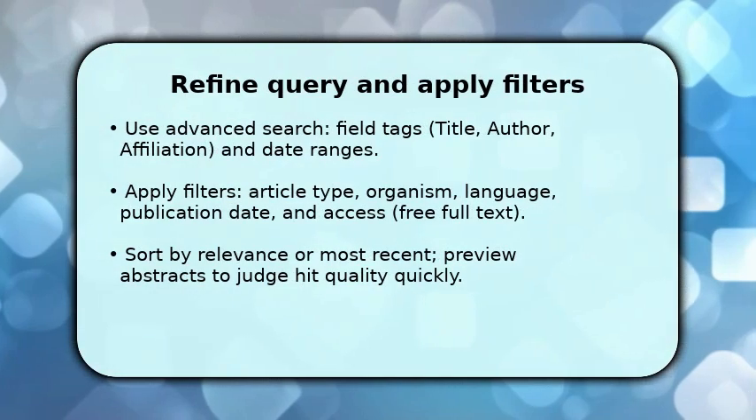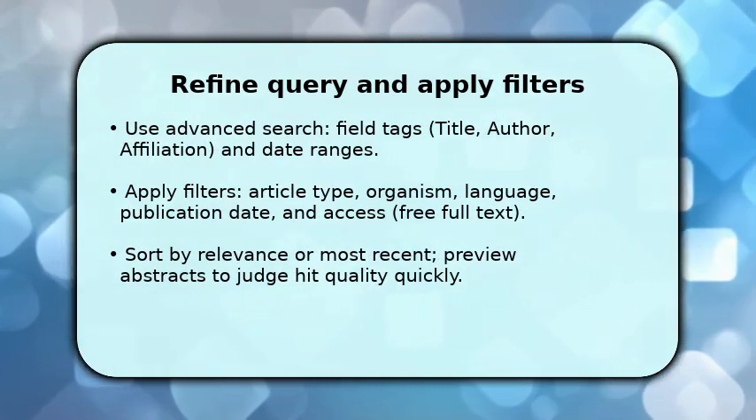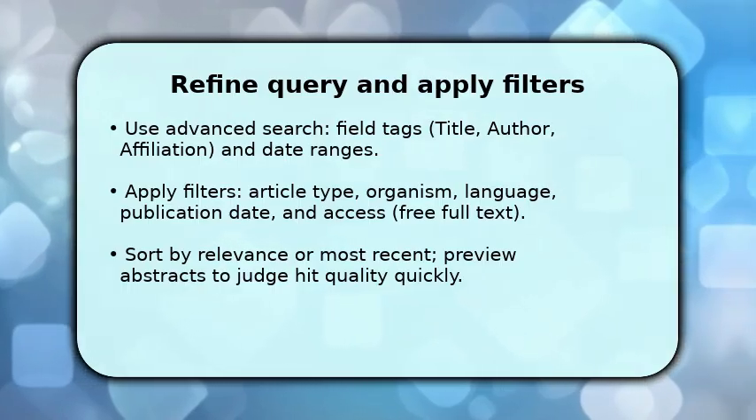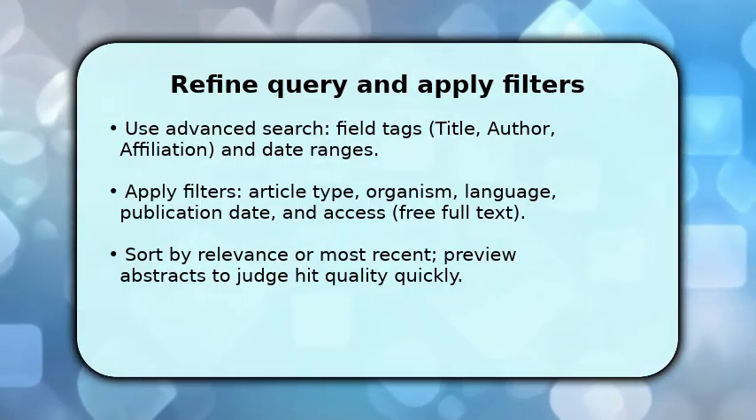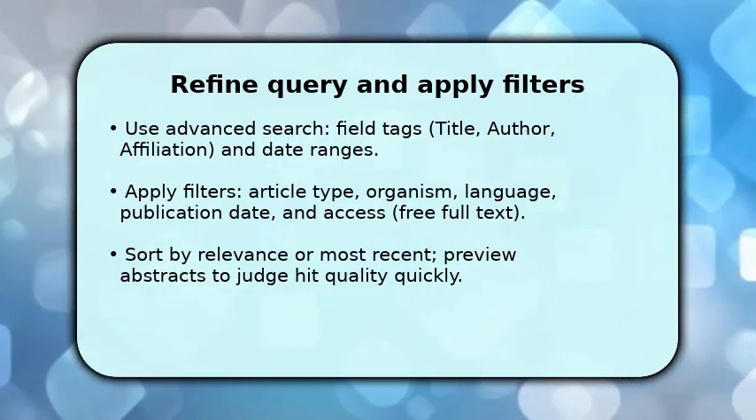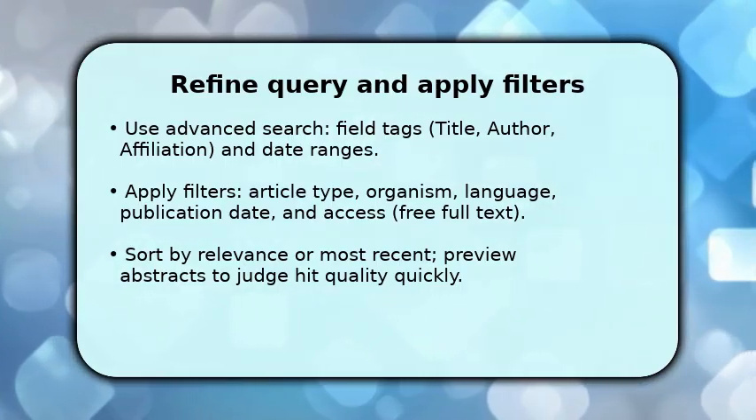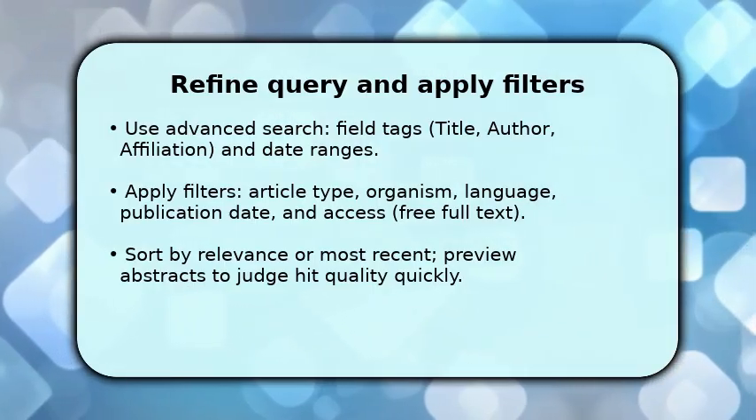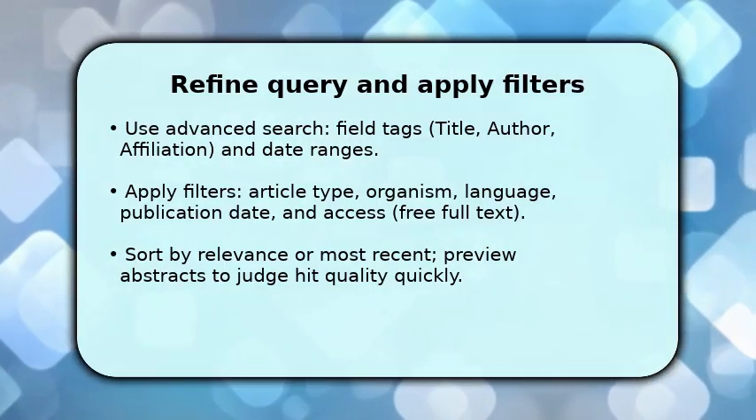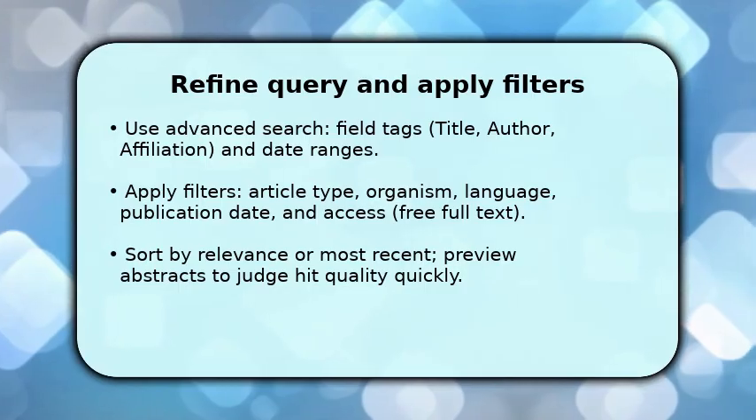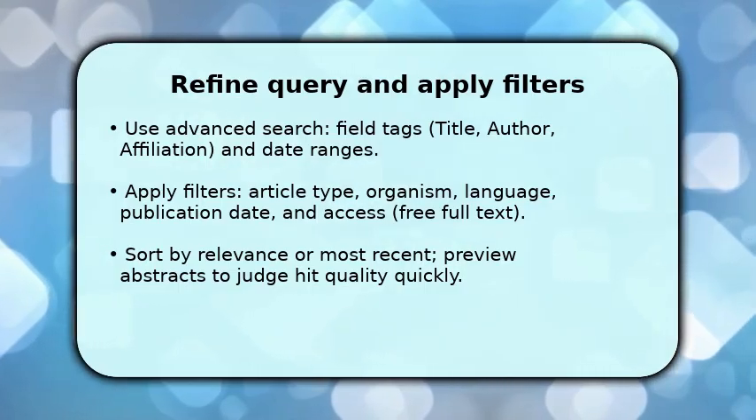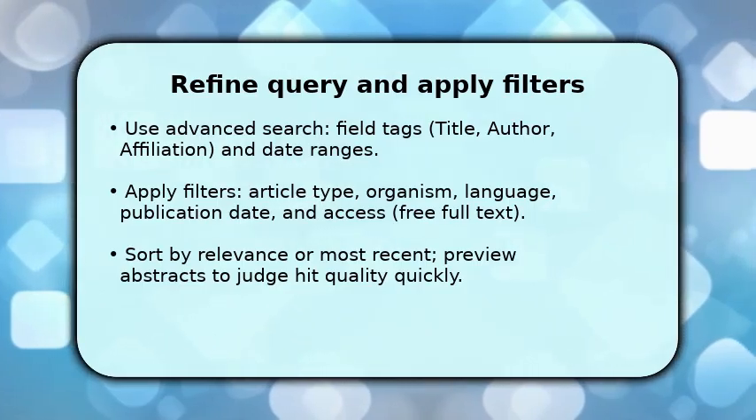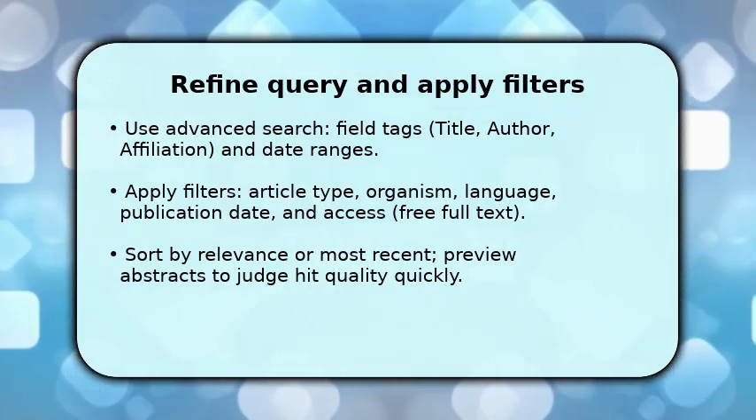Once your initial query returns results, refine it using advanced search and field tags to target title, author, or MeSH terms. This reduces irrelevant hits. Combine tags with parentheses and Boolean operators to structure complex queries. Then apply side panel filters such as organism, article type, publication date, and free full text to focus on usable items. Make sure to sort by relevance or most recent depending on your goal. And skim abstracts to verify fit before exporting or bookmarking records for later.